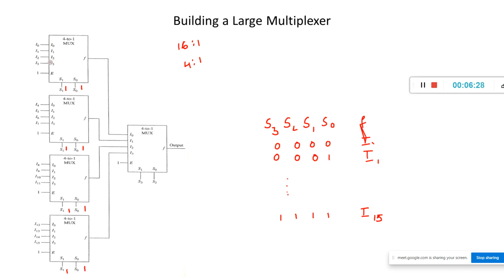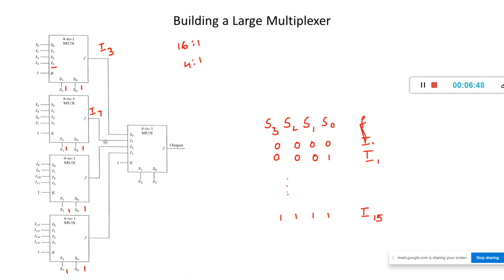Okay, so 1 1 means here what will be selected, students? I3 will be selected. So what will come here? I3 will come here. Next 1 1 means here what will come? I7 will come here. I7 will come, isn't it? Here again 1 1, which is selected?